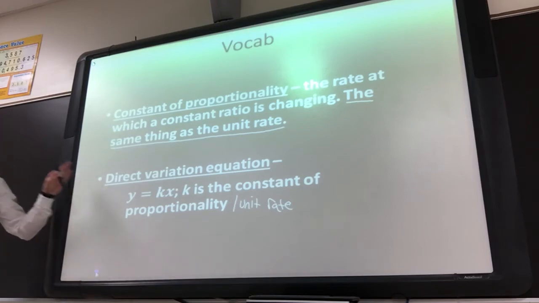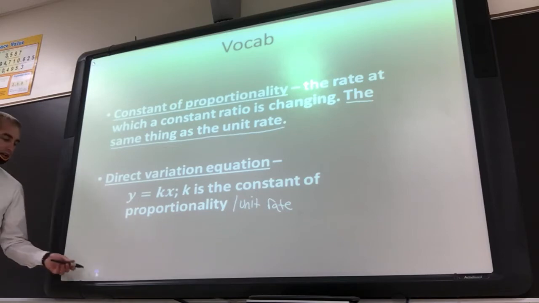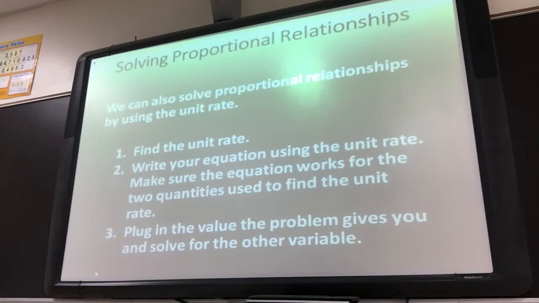And I would say today, solving these types of questions, you're probably going to find out that it's a lot easier to set up the equation than it is the proportion. And so you might want to be using this as you solve these, but that's up for you to decide. But these are the three steps that we will use in solving these equations. Number one, find the unit rate. We know how to do that. We did that for a couple weeks now. And then we're going to write that equation and plug in the unit rate where k was.